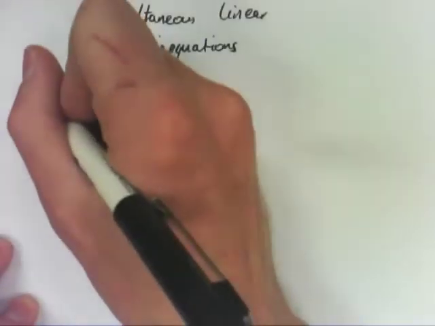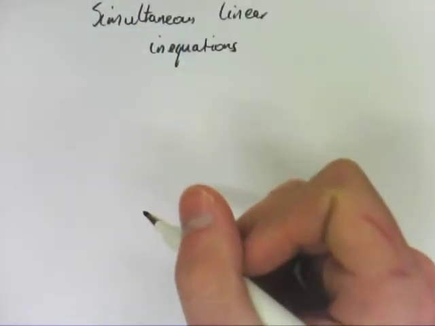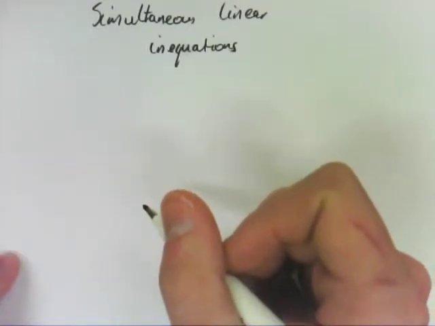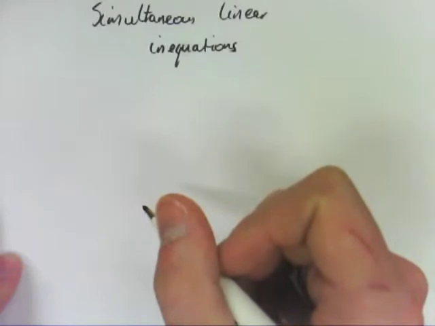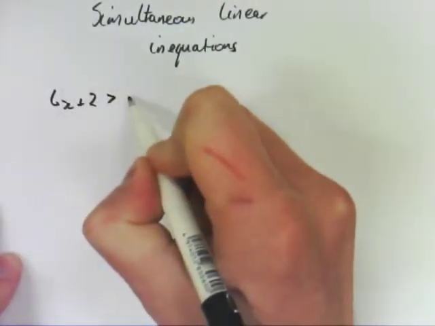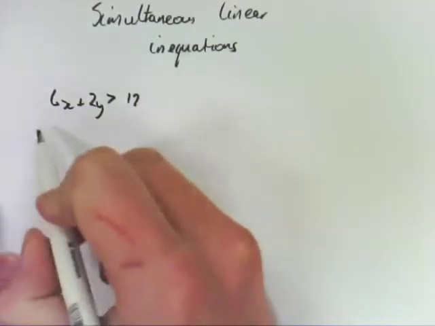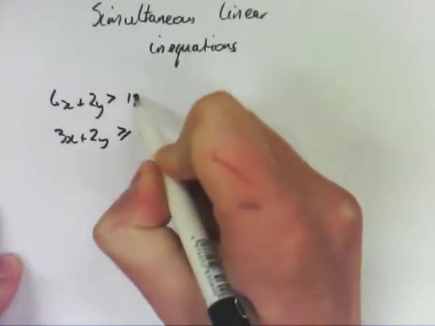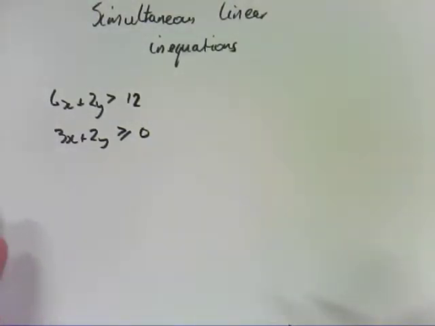Simultaneous linear equations just mean instead of drawing one equation like we were in the previous video, we'll draw two. So if we did 6x plus 2y must be greater than 12, and 3x plus 2y must be greater than or equal to 0. So if these were the two equations we had to deal with, our graph, I'll walk you through it, would look something like this.